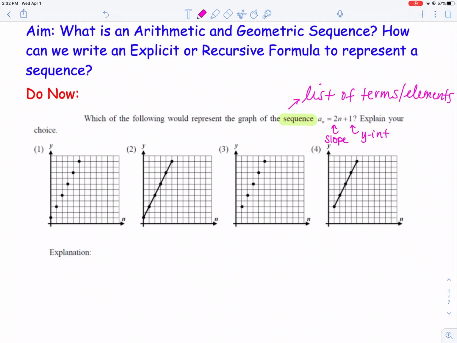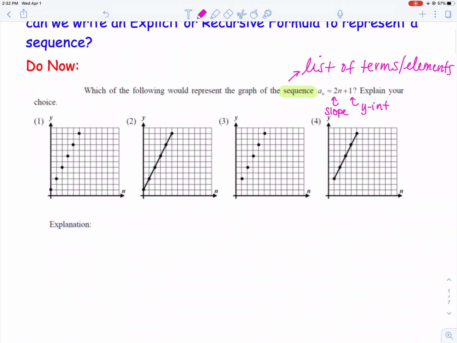Okay, so a lot of people will say potentially choice 2 because you see a y-intercept at 1 and it's going up 2 over 1, up 2 over 1. What's the problem with number 2? You're connecting, okay? So just take note, your answer should be choice 1, okay?